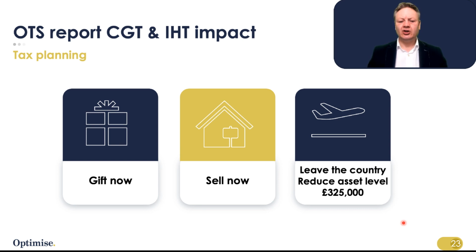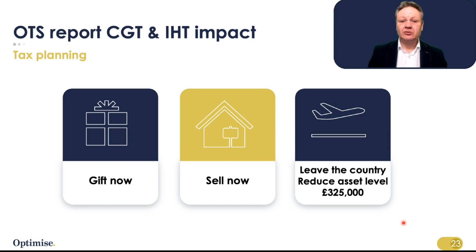So what can you do about it? Well, your parents could gift this asset now before all these changes happen, so you don't have this rebasing. They help themselves by lowering the IHT liability, and they help you as well not have this CGT. They could sell the property now and just say, do you know what, forget it, I'm not going to do any of these property investments anymore, and I'm just going to enjoy my life. Or indeed, they could leave the country. Don't forget that IHT will be based on the £325,000 on your asset base.